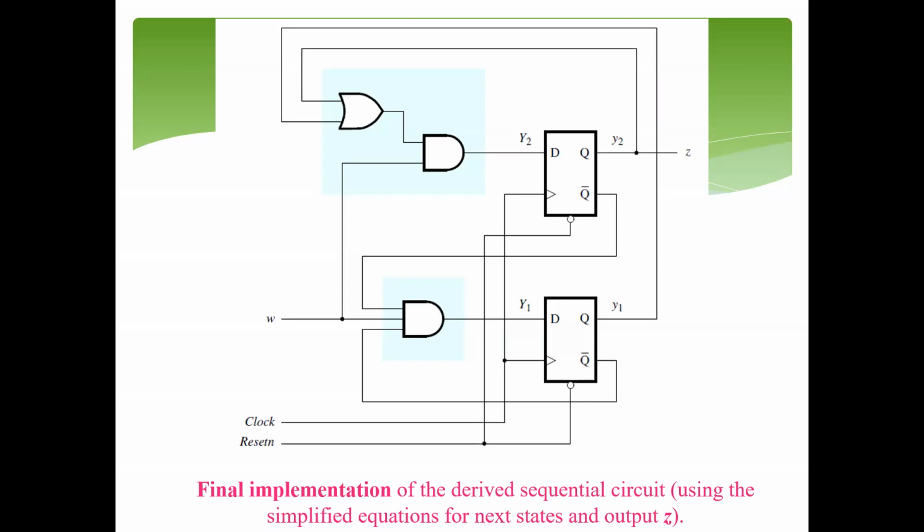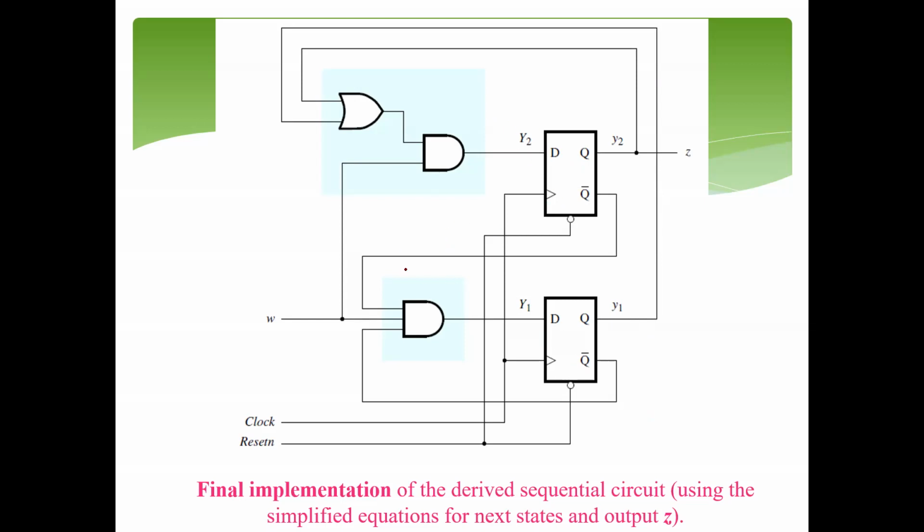The last part was talking about state machine, so you can ignore that. Anyways, once you come up to this circuit, now I have two flip-flops. This is flip-flop Y2, sorry, and this is flip-flop Y1.